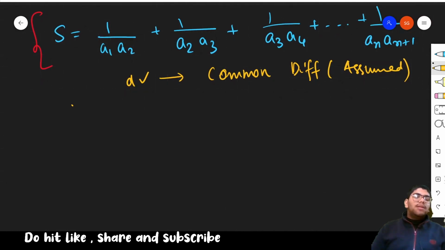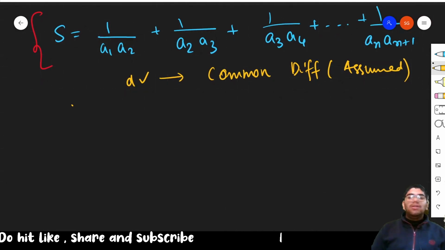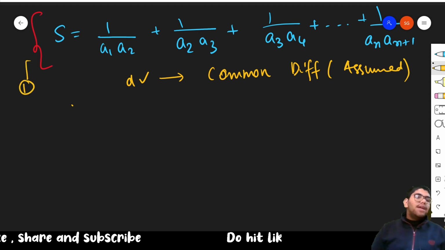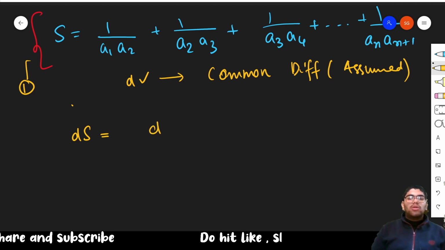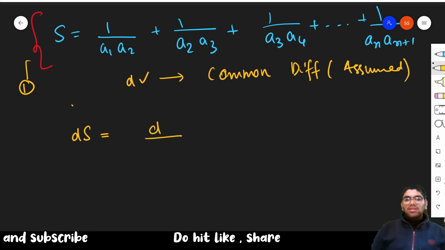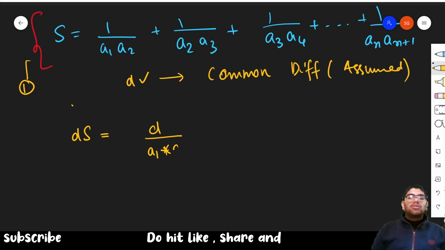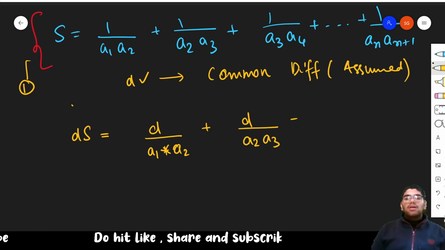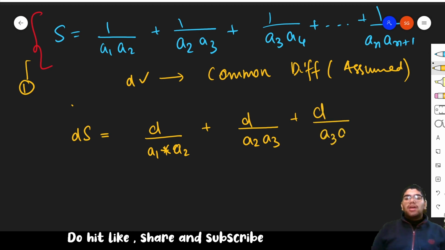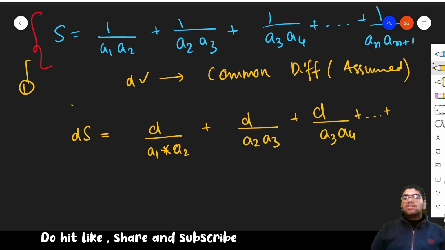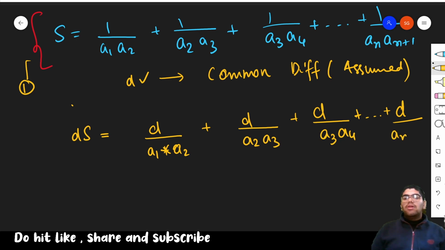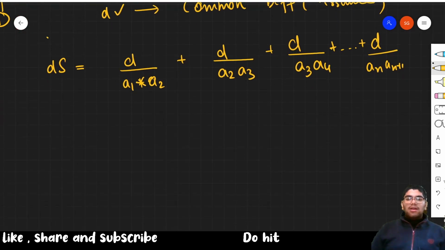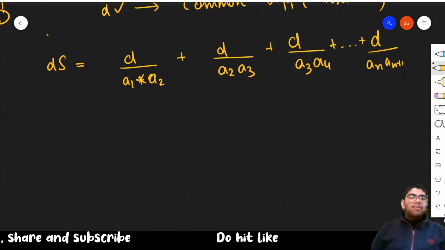Okay, so I'll multiply D to both sides of the equation in red, or I can say equation 1. So I'll multiply by D. So this will become D times S is equal to D times this. So I can simply distribute it. So D upon a1 times a2 plus D upon a2 times a3 plus D upon a3 times a4 and so on. This series will continue, and this will be what I'll get in the end. Yeah, so I have simply multiplied by D.